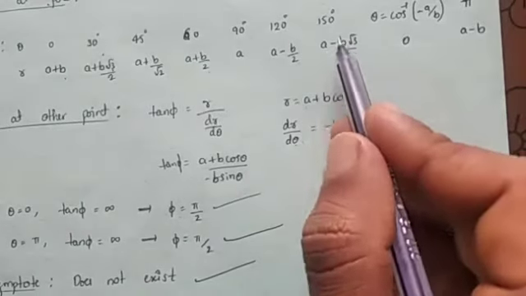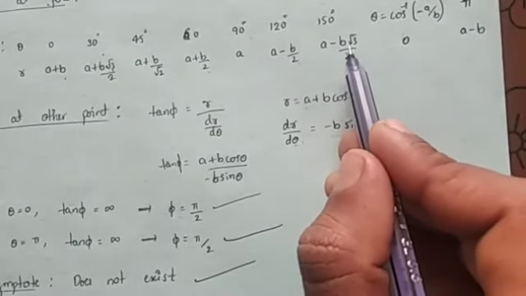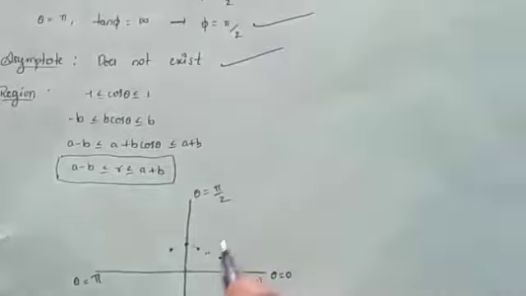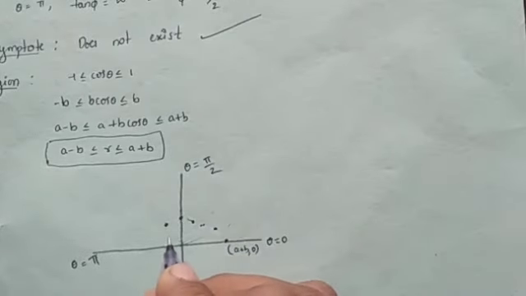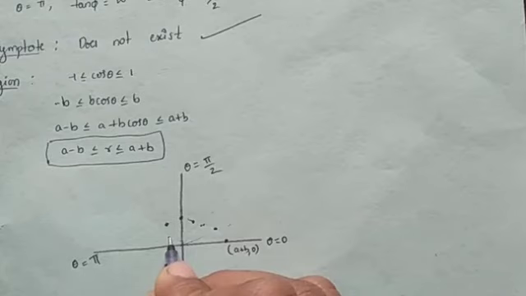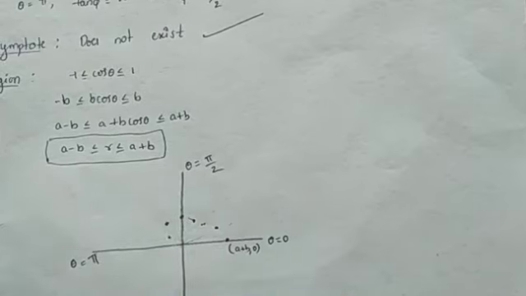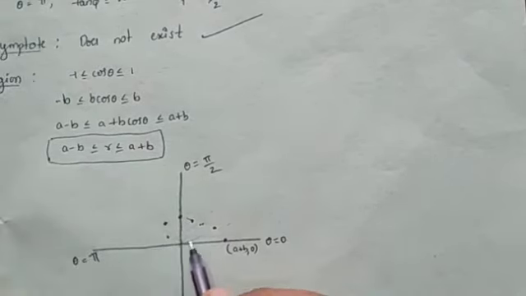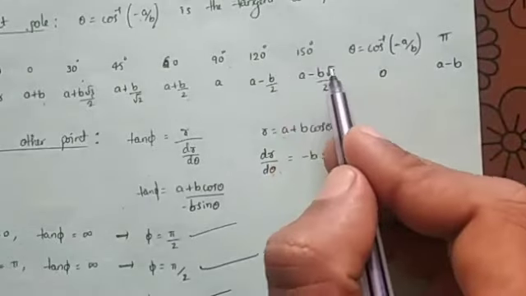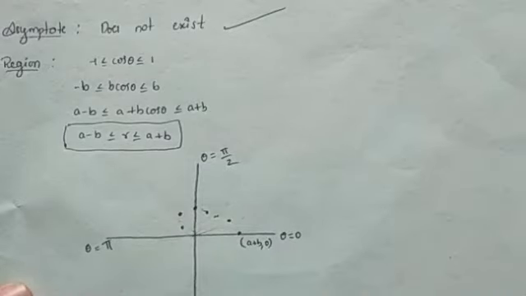For the theta value 150 degree, the value of r is a minus b root 3 by 2. Look here, if the value is negative, the points all move to this side. If the terms were positive, the points would move to this side. In this case the value is a minus b root 3 by 2. Because it is negative, the point comes here.